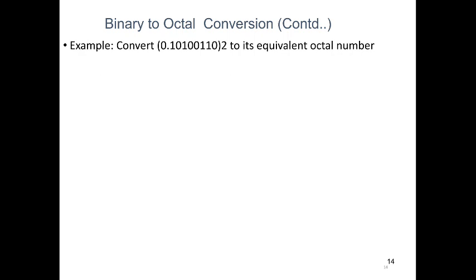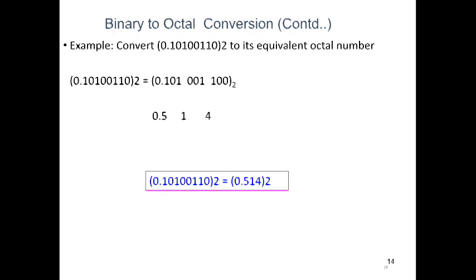So see what he has done. This is a binary number. For that he has written that you got 0.514. You got 0 point because before the point you had 0, so you added 2 more zeros, that is nothing but the value for 0, right? So 0.514 is your octal number.